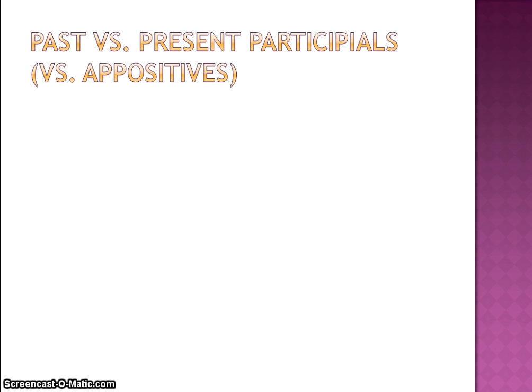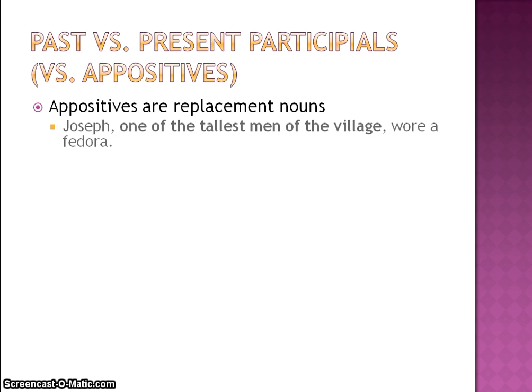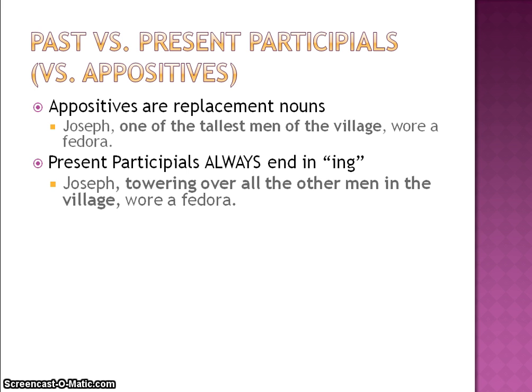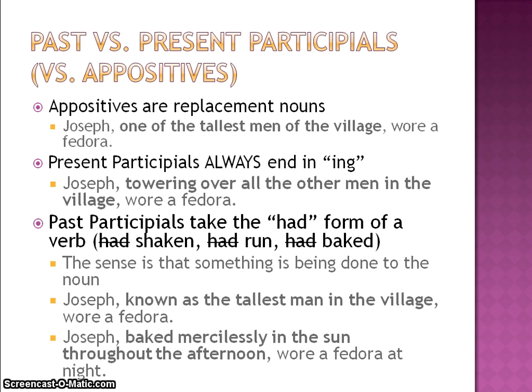Now, there is a difference between past and present participles, and of course, appositives. Appositives, once again, are replacement nouns. Joseph, one of the tallest men of the village, wore a fedora. That is another way of saying Joseph. We could replace Joseph with one of the tallest men of the village. Present participles always end in ing. Joseph, towering over all the other men in the village, wore a fedora. So this is not a noun. It looks like a verb, although it isn't, but it describes Joseph instead of replacing him.